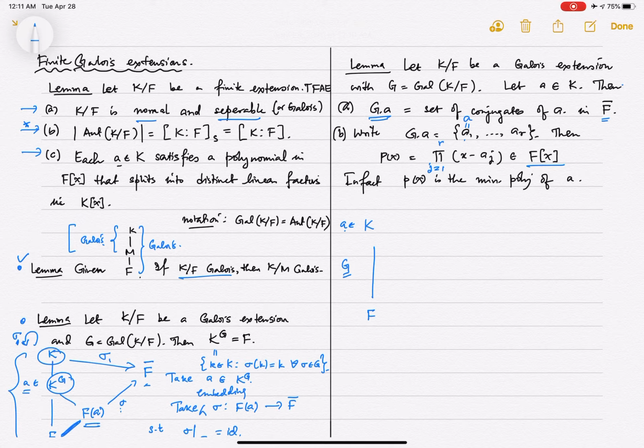So the result is rather important. Well, the proof is not bad. And the first part we know already, in fact. What I want you to just note is that G in this context is also the same as the set of all embeddings of K in F bar fixing F pointwise.